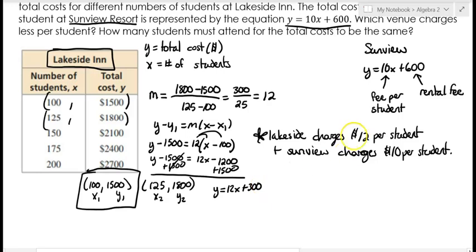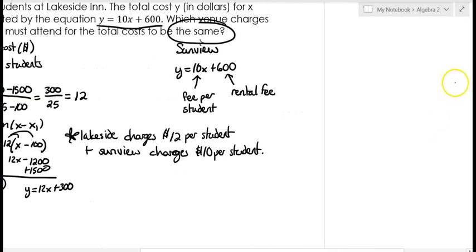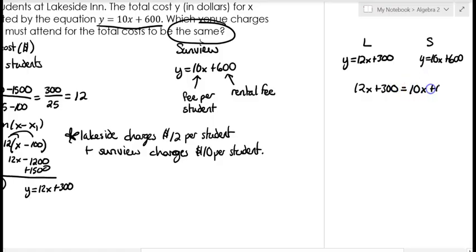So when you want to know how many students must attend for the total cost to be the same, that means you're setting them equal to each other. So we're going to set the equation for Lakeside, which is what we just found, 12x plus 300, equal to Sunview, which was 10x plus 600. So what you're going to do is set them equal to each other and solve for x, and you're finding the point where the two cost the same.